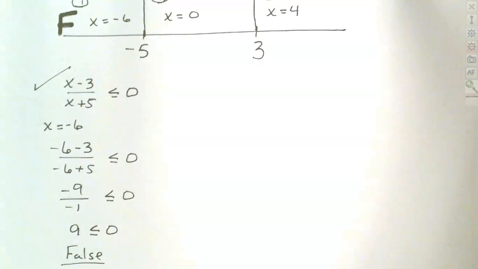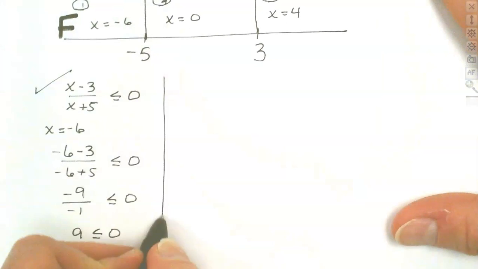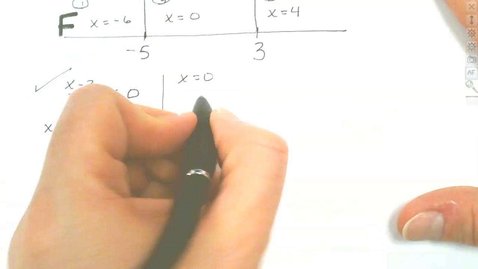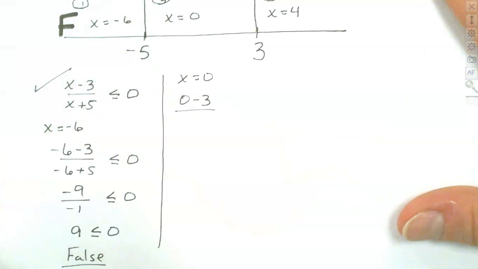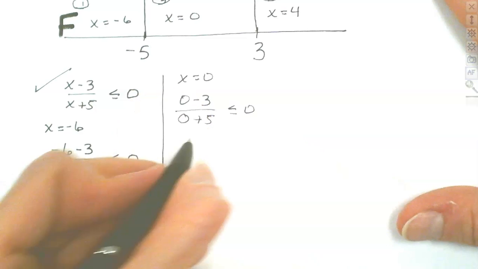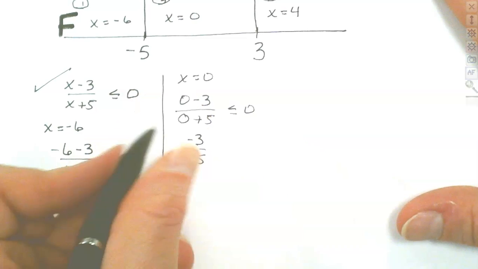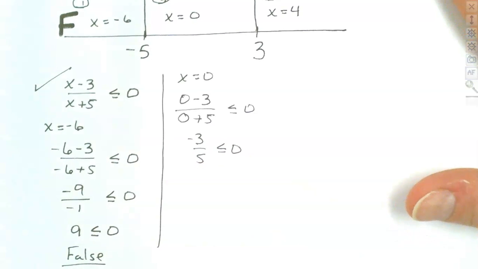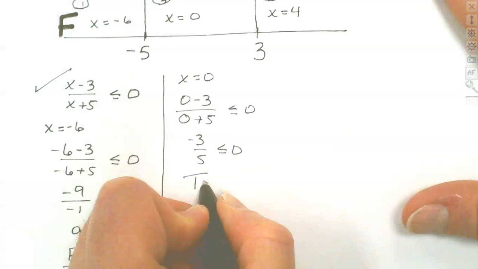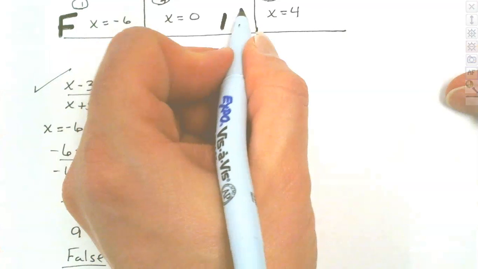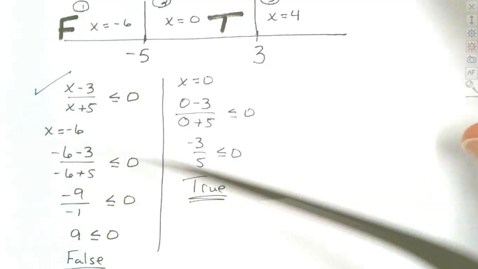What about in between them? Well, in between them, in the middle, we wanted 0. So we're going to plug in 0. So that's 0 minus 3 over 0 plus 5. That makes it a minus 3/5. And is minus 3/5 smaller than 0? Yes, it is. So that makes that region then what? True. We've got one more to check.